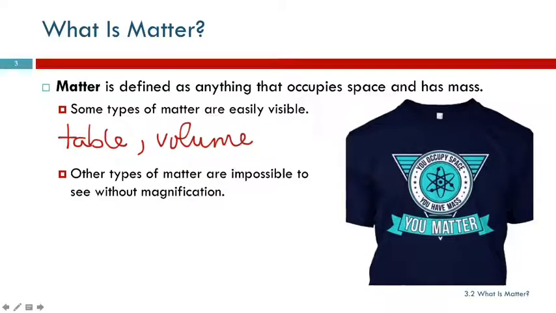Other kinds of matter are impossible to see without magnification. Can you think of some matter that we can't see with our eyes? Air. This room is full of air. Thank goodness, because we need it to breathe. Can we see the air? No. The atoms and molecules that make up the air are too small for us to see. So we can't see air.